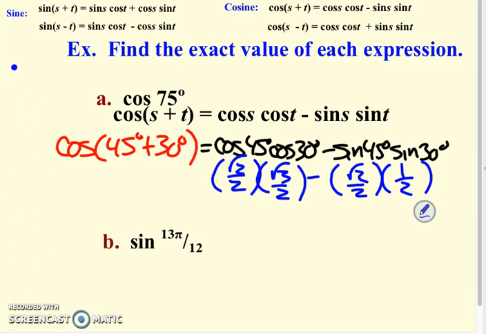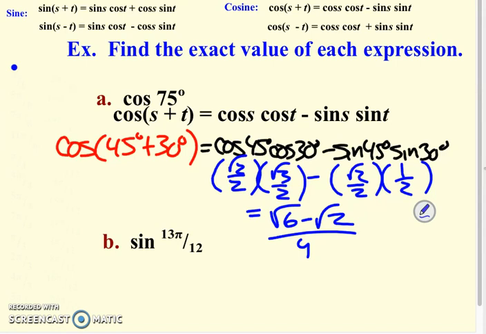So I expand it out with the 45 and 30 using the identity. Then I go to the unit circle and replace all those with values from the unit circle and then clean it up. Square root of 6 minus the square root of 2 over 4. There's my answer.